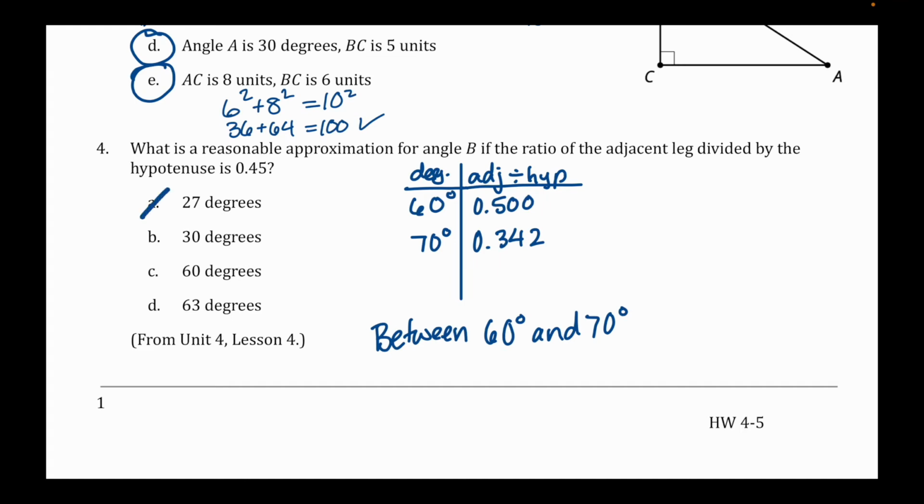So we know it's not 27 or 30. If you're looking at this and you're like, well, 60, it could be, or 63, it's not going to be 60. If it was 60 exactly, we should get exactly the 0.5 ratio. And since we don't get 0.5 exactly, that means it's not between those or equal to them. It is literally a number that has to be somewhere in between those. So 60 is not correct, and it's going to be D, which is 63 degrees.